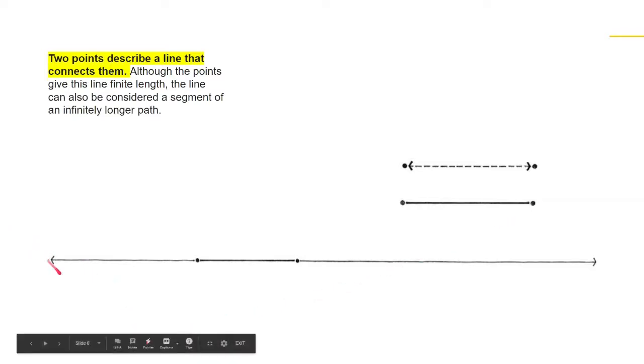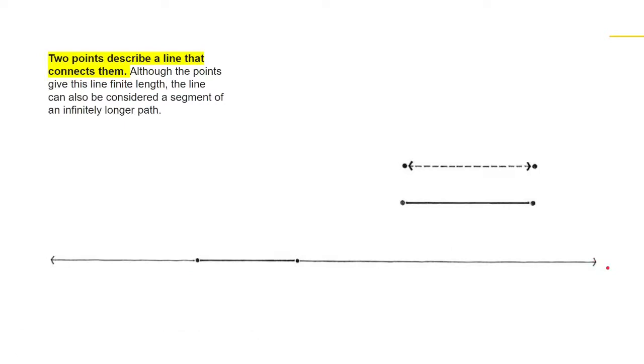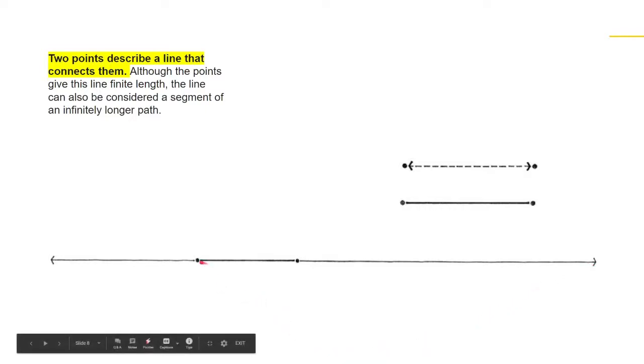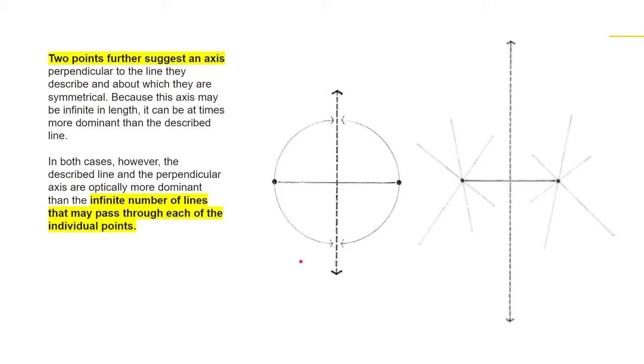The point would also serve as an initial termination which symbolizes a connection. So the point is used as a connection for this drawing. Two points further suggest an axis, perpendicular to the line they describe and about which they are symmetrical. Because these axes are symmetrical, this axis may be infinite in length. It can be at times more dominant than the described line.